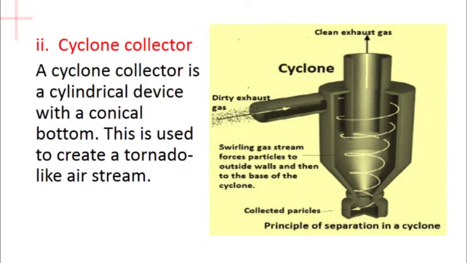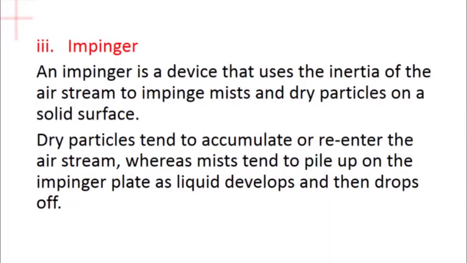A centrifugal force is imparted to the particles so that the particles stick to the walls and roll downwards, while the cleaner air stream goes upward and exits through the top of the device. 3. Impinger. An impinger is a device that uses the inertia of the air stream to impinge on mist and dry particles on a solid surface.